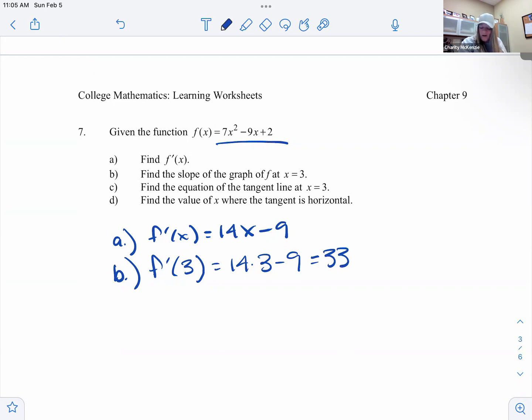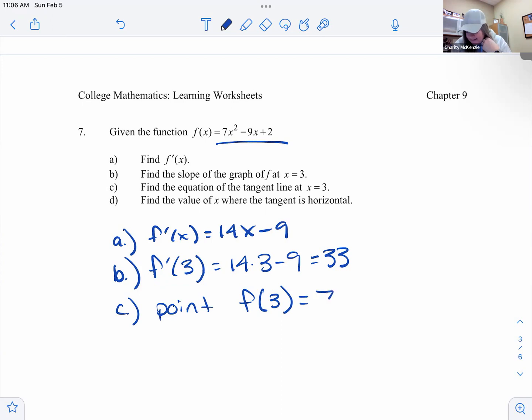C says, find the equation of the line at x equals 3. So if we're trying to find the equation of the line of this one, remember we need the slope, which B made us find, and we need a point. So for C, we need the point, and we use the original function at that same value. So that value that we're at, we put into the original to get where we're at on the graph, and we put it in the derivative to get the slope of the tangent line. So we put that same value in the original and the derivative. One gives us the slope, one gives us the point.